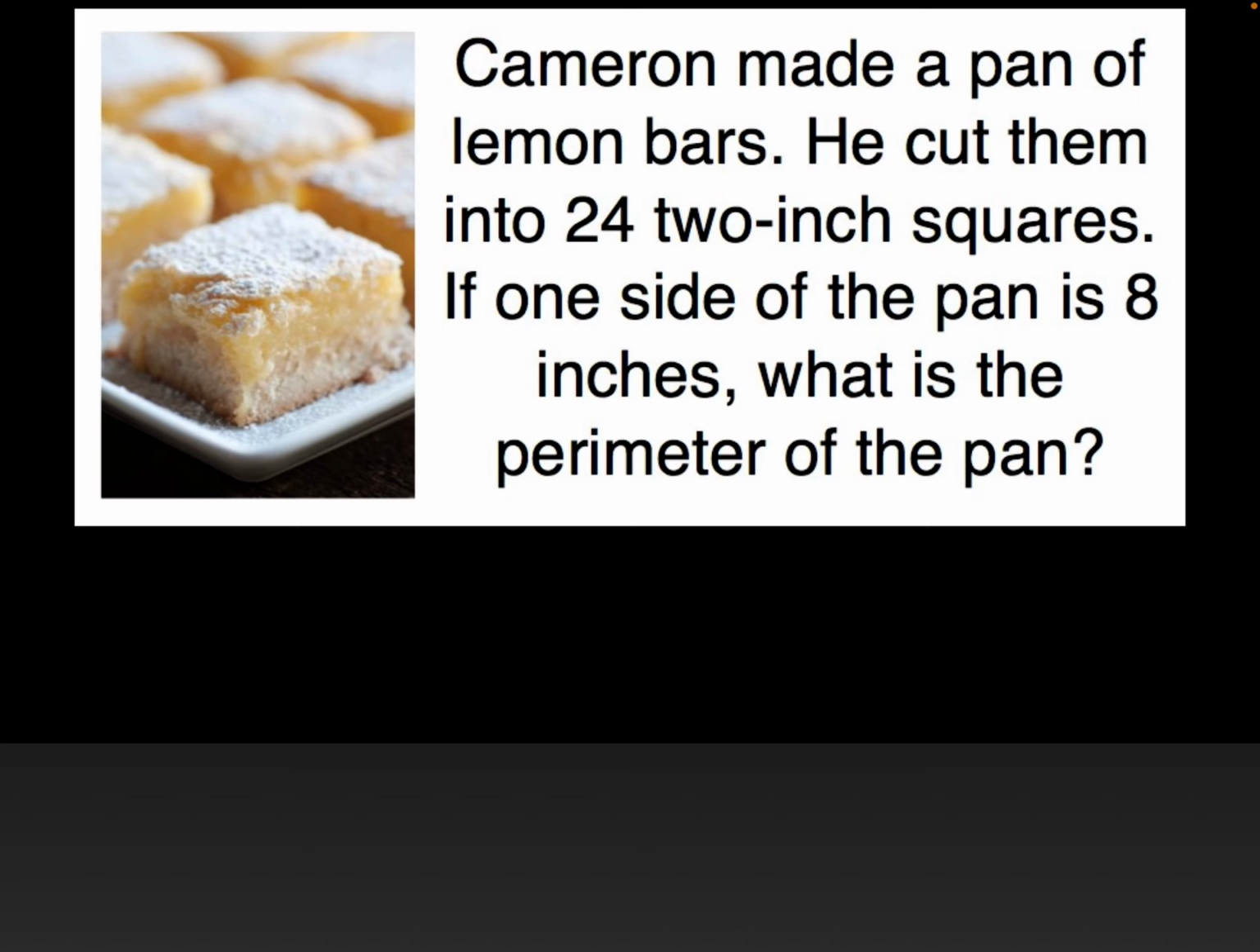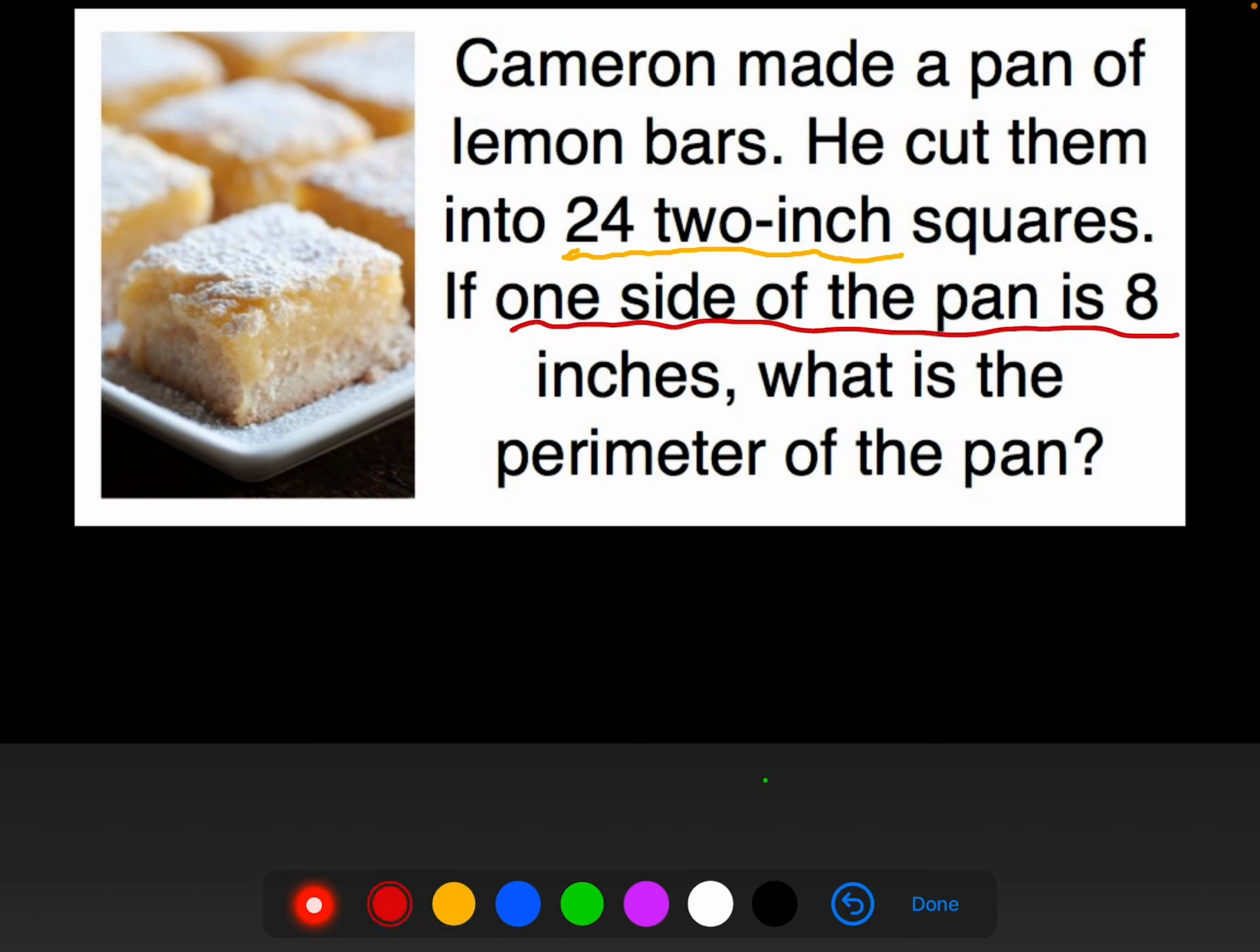All right, so for this, what do we know? Let's think about it. What information is given? Well, the stuff that's given is we know that he made lemon bars. That kind of don't need all that. Cut them into 24 2-inch squares. If one side of the pan is 8, okay, so we know that one side of the pan is 8 inches. What is the perimeter? Now remember, perimeter is what goes around the pan.